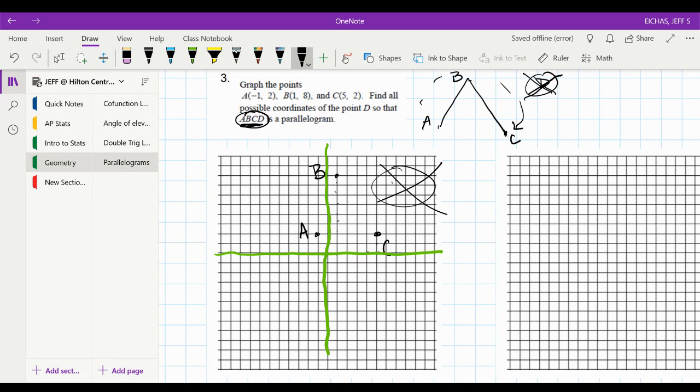All right, so how do you find it? Well, D must be over here somewhere to keep that going. What I would do is simply count from B, 1, 2, 3, 4, 5, 6, over 2. So down 6, left 2. I would do the same thing from C. And that's where I would locate D. So that's it for number 3. I kind of gave it away, but that's all right.